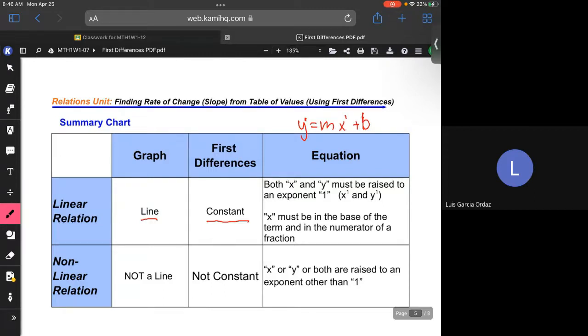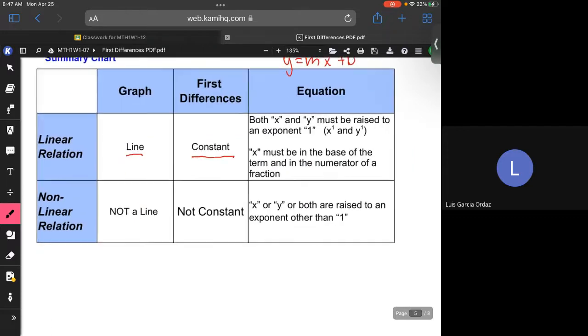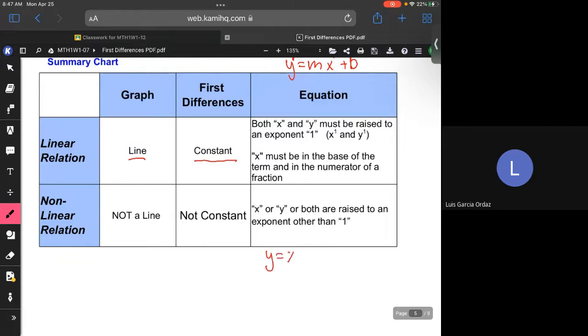Sorry, mistake. So my nonlinear relation, I don't have a line. My first differences are not the same, and the exponent on top of the y or the x is going to be bigger than 1. So examples of that would be y is equal to x squared plus, y squared is equal to 25. Those are examples of a nonlinear relation. Do you have to write this down? Preferably.